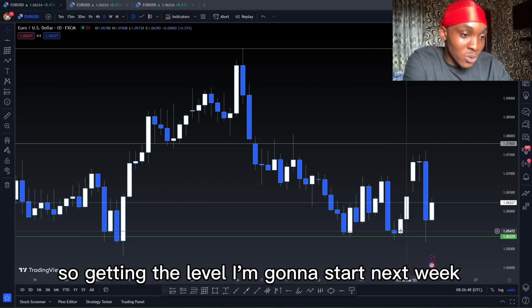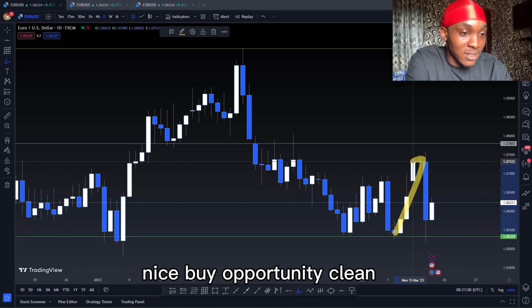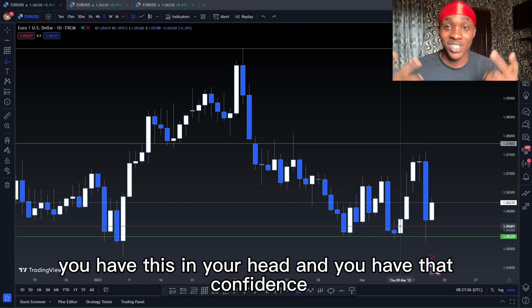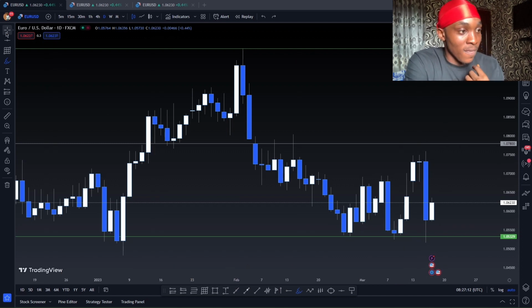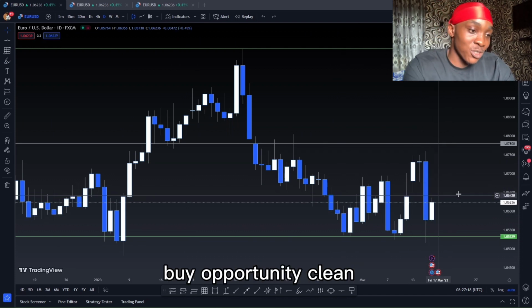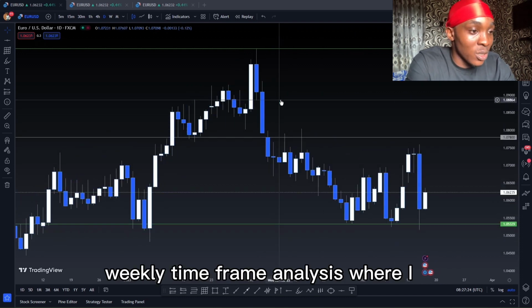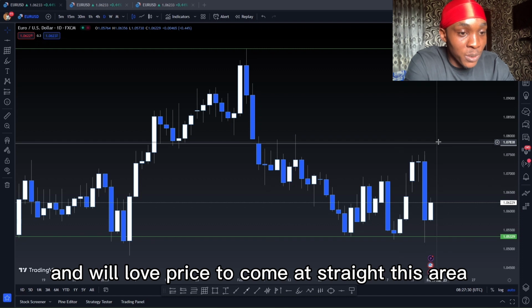with this sell. So getting the live, I wanted to start the next week, and you can see how here was a very nice buy opportunity. Clean. You already know daily is lining up with your weekly and your monthly. You have this in your head and you have that confidence. Now price spiked back to this area, and as it did, you can see the movement to the upside, and this is a potential buy opportunity. Clean as you like. Now I have this intra-weekly time frame analysis where I'm already seeing that price used that support, broke, used that resistance, and we love price to come out straight to this area.